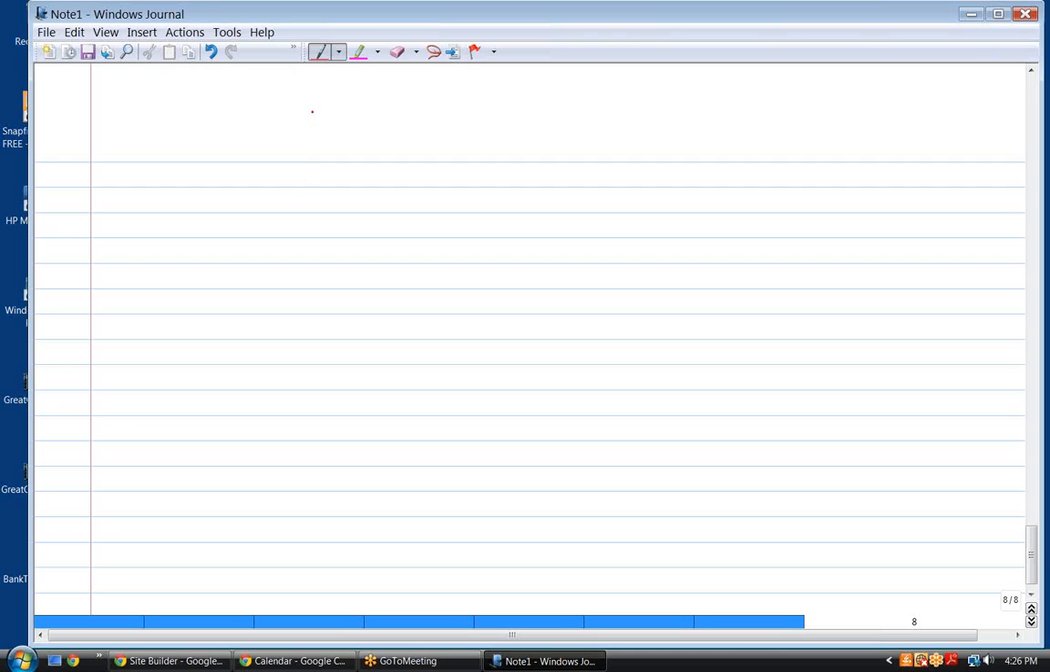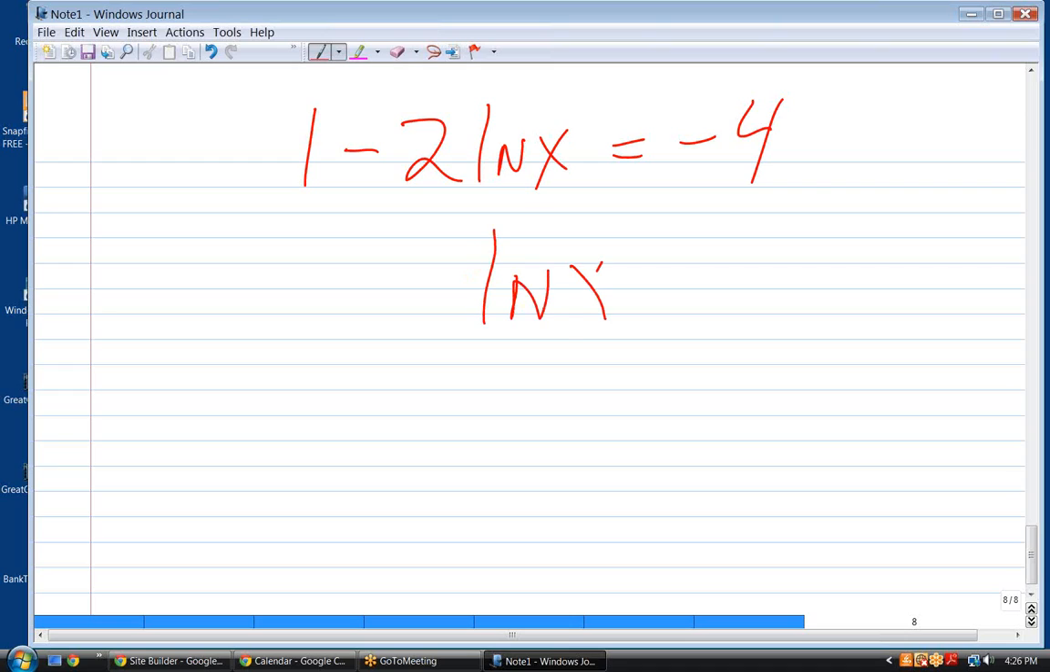1 minus 2 natural log x equals -4. Okay. First step and second step. Let's subtract 1. Okay. And then divide by -2.